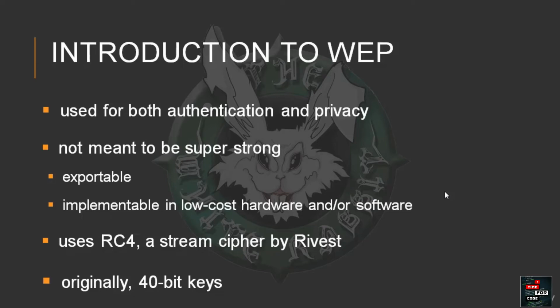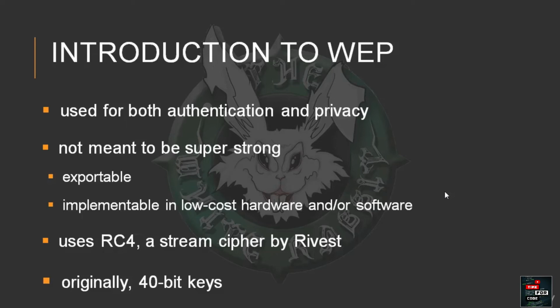WEP uses RC4, which is a stream cipher invented by Ron Rivest, a famous cryptographic expert. And RC4 itself is not a terrible encryption algorithm. The weaknesses in WEP have to do more with the way in which that RC4 is used. It's a building block used in WEP, and the way in which it's used is not very strong.